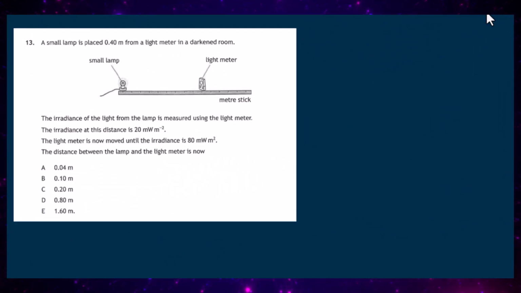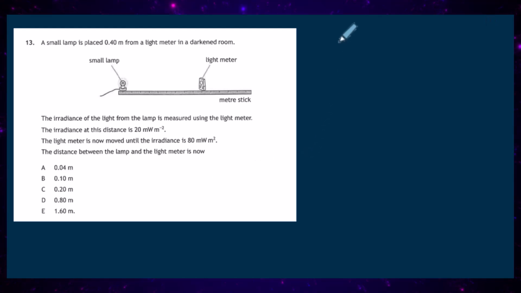Question 13. A small lamp is placed 0.40 metres from a light meter in a darkened room. You can see the diagram there. The radiance of the light from the lamp is measured using a light meter. The radiance at this distance is 20 milliwatts per metre squared. The light meter is now moved until the radiance is 80 milliwatts per metre squared. The distance between the lamp and the light meter is now, and you're given the 5 responses.